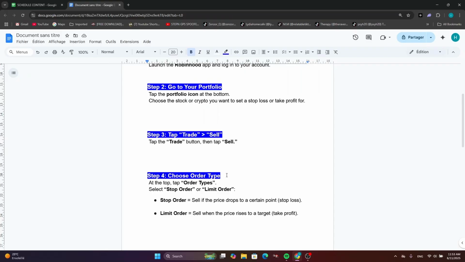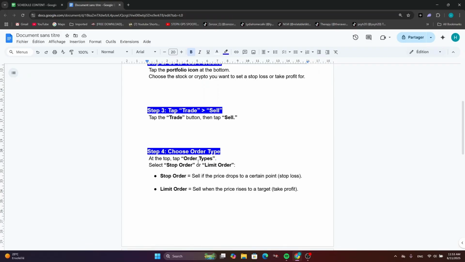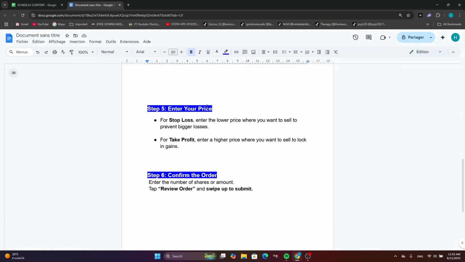Now choose order type. So at the top, tap on order types, select the stop order or limit order. So stop order means sell if the price drops to a certain point, which means stop loss, and limit order means sell when the price rises to target, which means take profit. After that, enter your price.